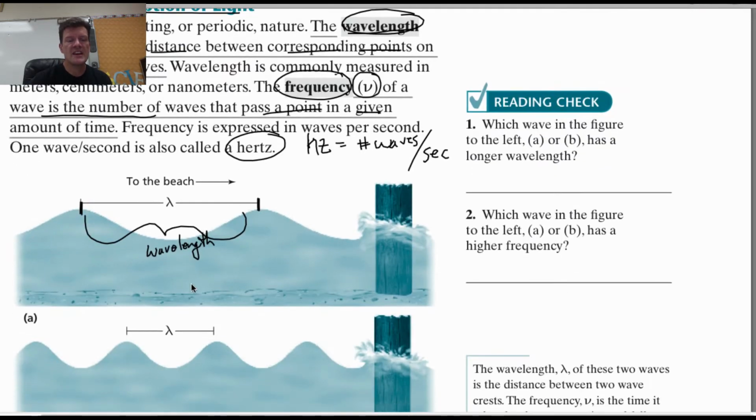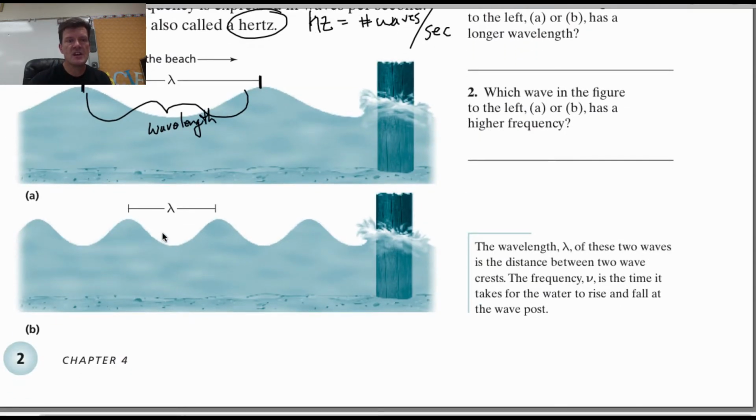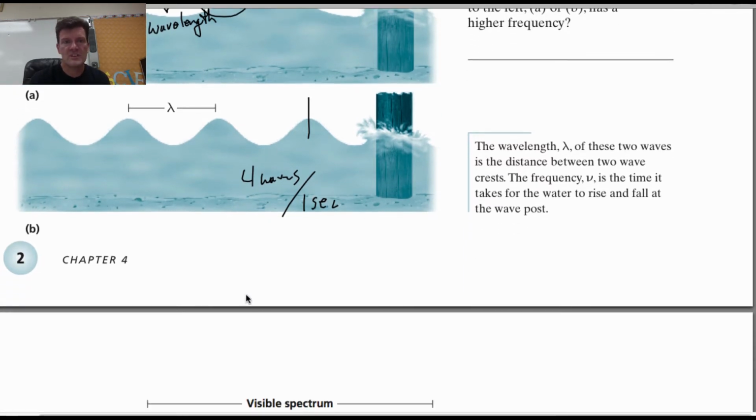So if we are standing at the beach and we see in 1 second's time, if we see all 4 of these waves pass, we would have 4 waves pass us per second, and that would be 4 hertz. Okay? Waves can have different wavelengths, shorter, longer. They can have larger or smaller frequencies, depending on what type of wave it is.